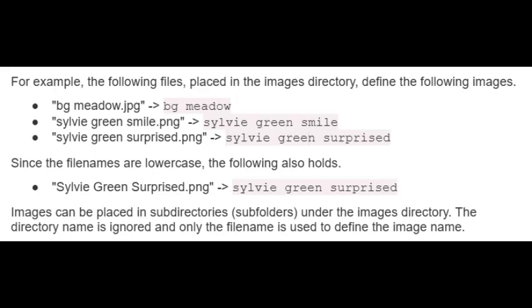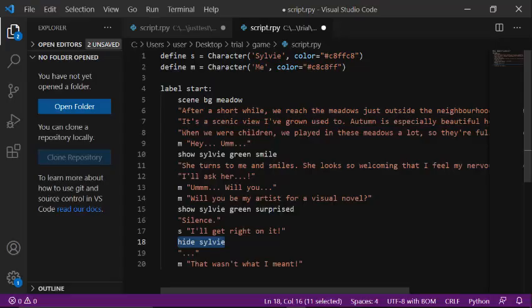The name of a file is very important: the extension is removed, the file name is forced to lowercase, and that's used as the image name. Ren'Py also supports a hide statement, which hides the given image. It's actually pretty rare that you'll need to use hide. Show can be used when a character is changing emotions, while scene is used when everyone leaves. You only need to use hide when a character leaves and the scene stays the same.